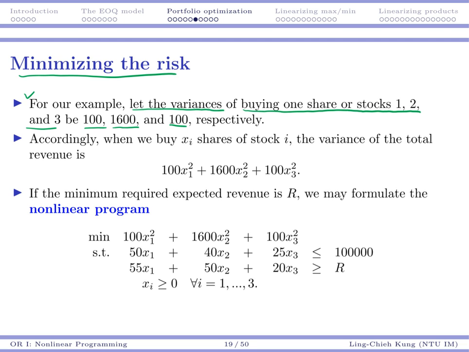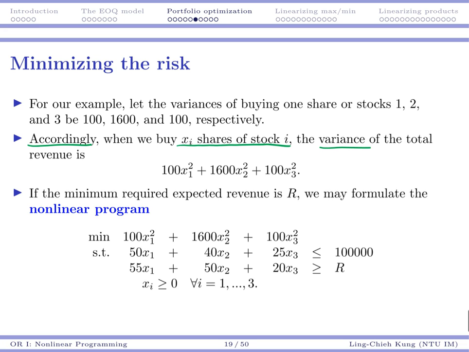All right. Using your statistics or probability knowledge, if you know the random distribution for random outcomes, you're going to be able to calculate these numbers. So these numbers are actually parameters from the perspective of operations research. Accordingly, when we buy xi shares of stock i, the total variance would be expressed in this way, right? Because 100, 1000, and 600 would enter here, here, and here. And you increase your variance by buying more.